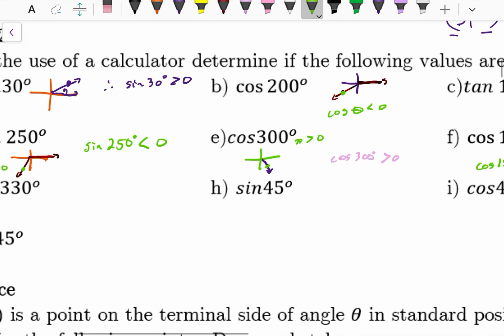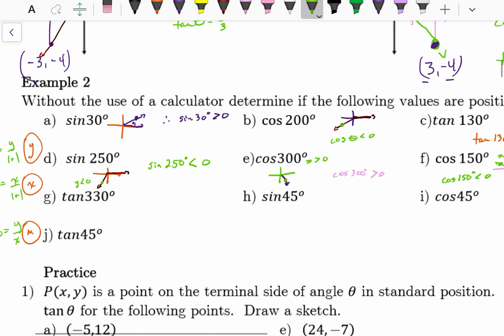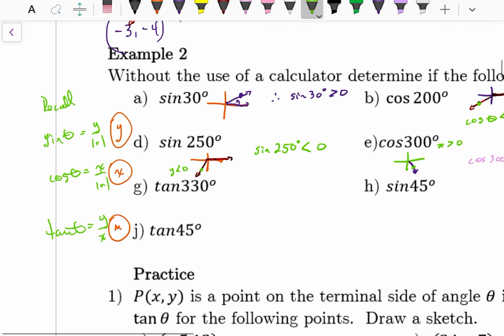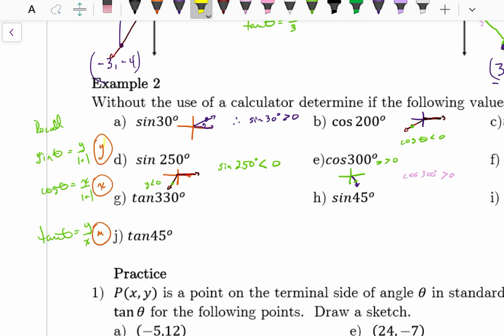And I can keep on and on. But probably most important, if you're trying to determine whether sine or cosine or tangent are positive, for sine, determine if y is positive or negative. Cosine is determined by the x-coordinate. Tangent is determined by the slope of the terminal arm.